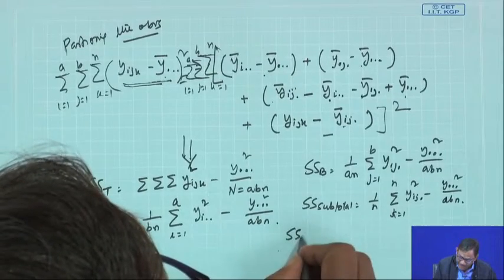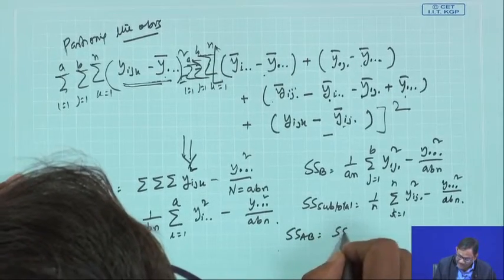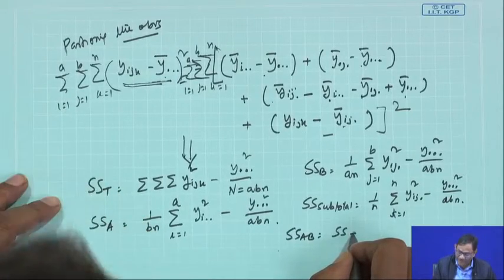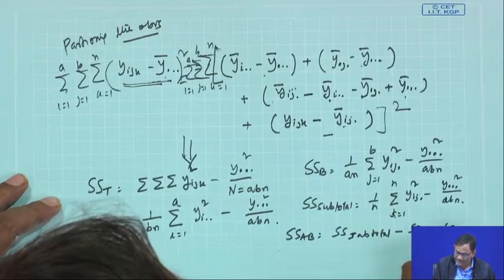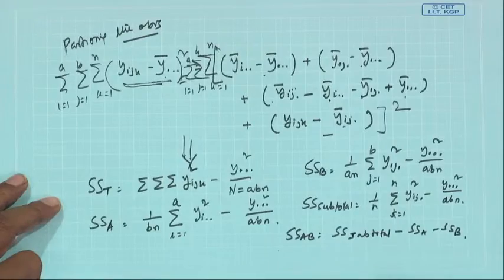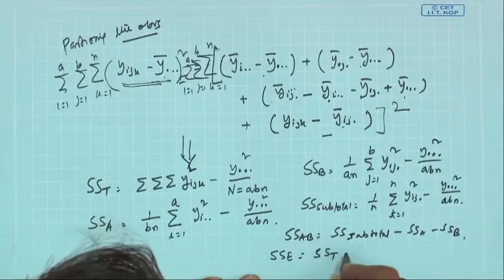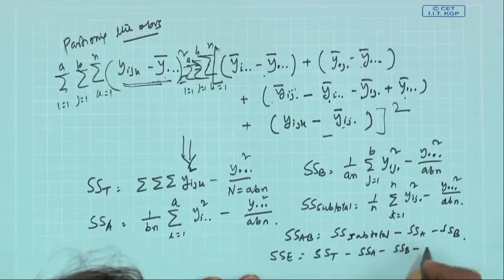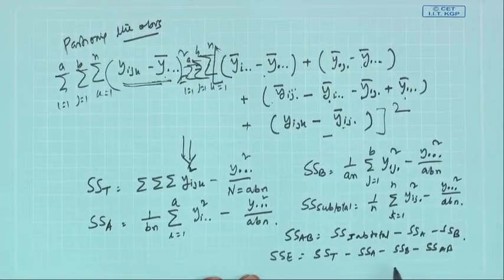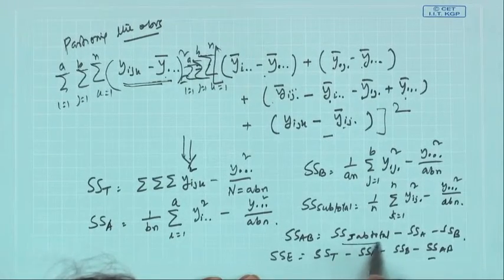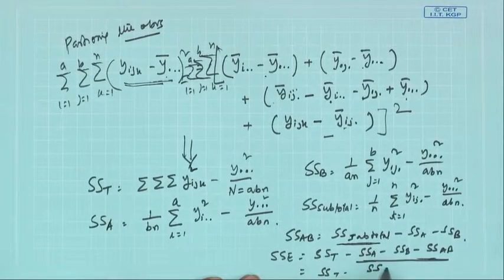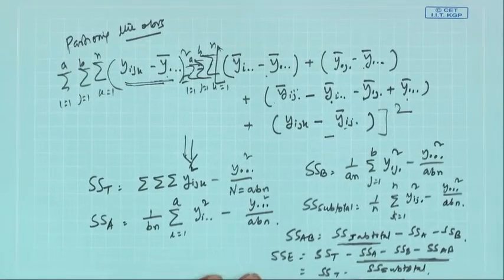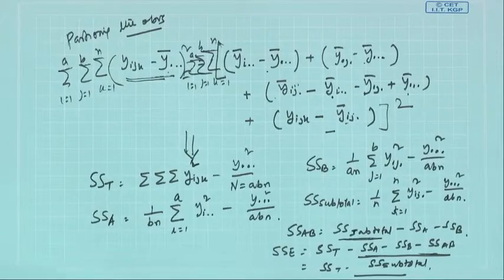Then how will you calculate SSAB? SSAB will be SS subtotal minus SSA minus SSB. Then how do you calculate SSE? SSE will be SST minus SSA minus SSB minus SSAB. Now, SSAB plus SSA plus SSB is the SS subtotal, so that means SSE is SST minus SS subtotal. This is the formula you will be using for computation.